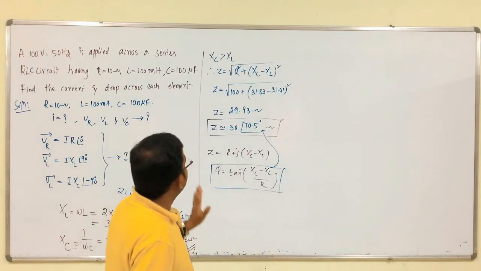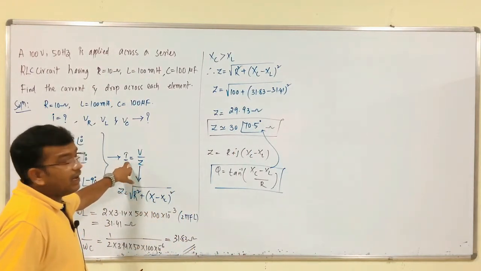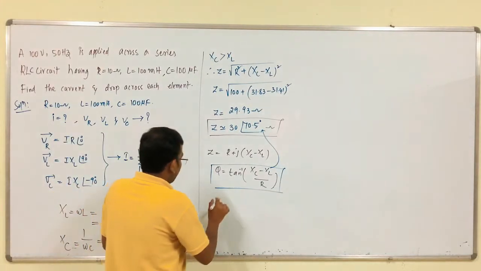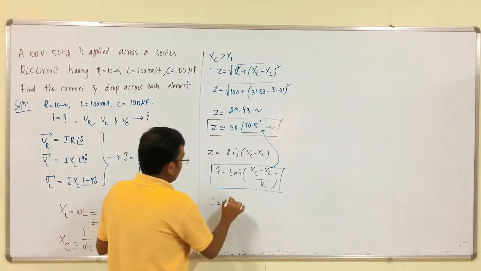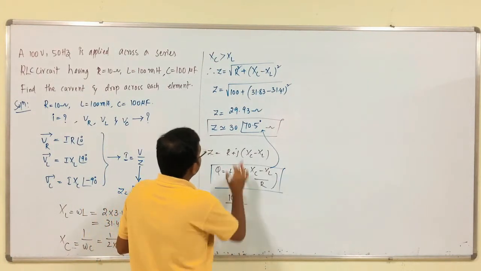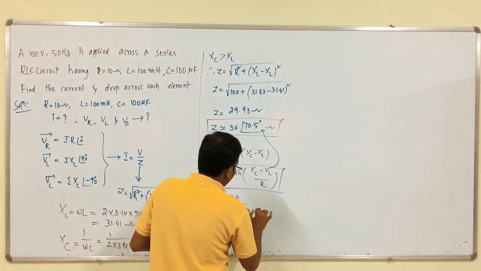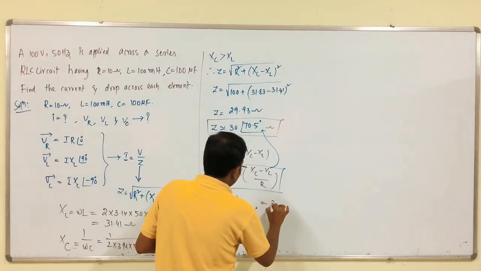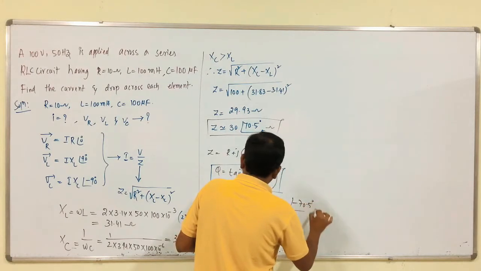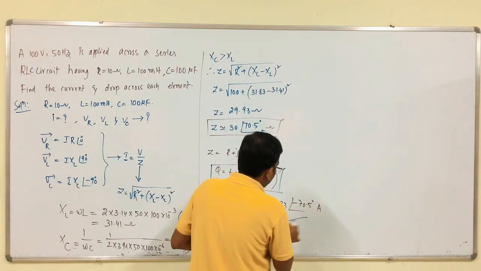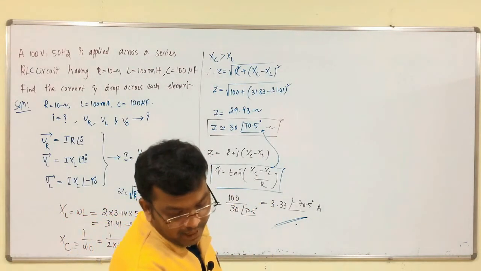Okay. So Z is there, impedance is there. After calculation of this Z, we have to calculate the current. That is, current is equal to what? V by Z. What is the value of applied voltage? 100 by Z, which is 30 at an angle 70.5, which is equal to 3.33 at an angle minus 70.5 amps. So this is the current, 3.33 amps at an angle minus 70.5.